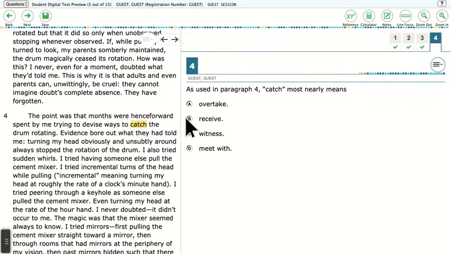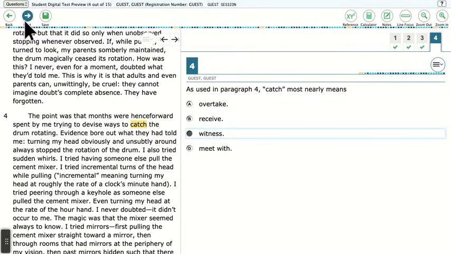The correct answer here is going to be witness, because he wants to see the drum rotating. Overtake might be kind of a close second option, but it's not as strong as witness. And one way that you could do this is you could just replace the words in the sentence. And if we say, the point was that months were spent by me trying to devise ways to witness the drum rotating, the sentence still means the same thing. So that tells me that that's the correct answer.